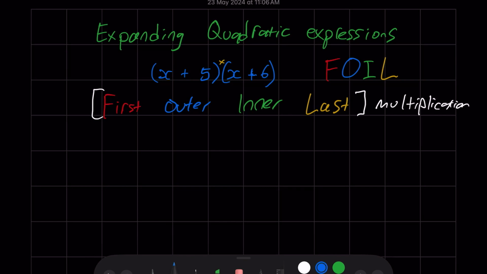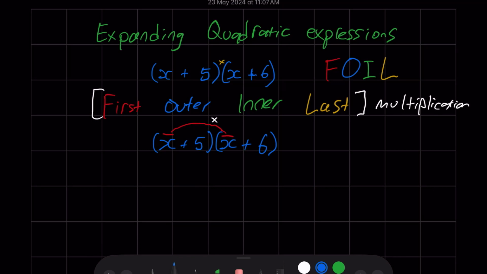Let's go further than that. I'll just write out my expression again. When I say first, what I mean is that we take the first value in our first bracket and we multiply it with the first value in our second bracket. So remembering we are always multiplying.